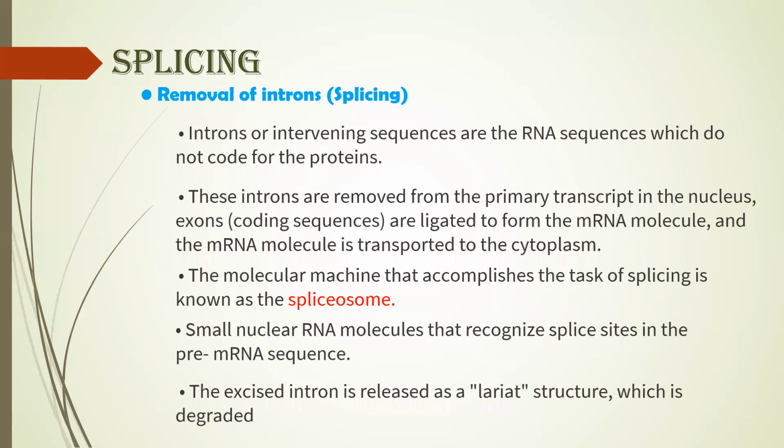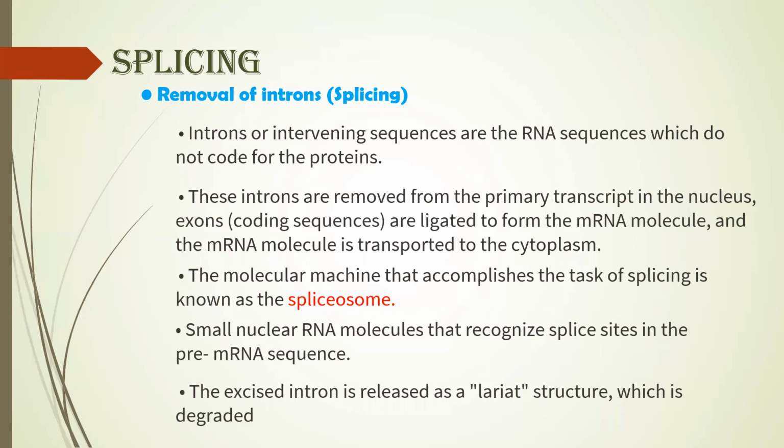And then next, splicing. Splicing is the removal of introns. There are two main components in the splicing of the mRNA primary transcript: exons and introns. The coding region of the mRNA is the exon, which is responsible for the synthesis of the functional polypeptide, and the non-coding region is the intron.